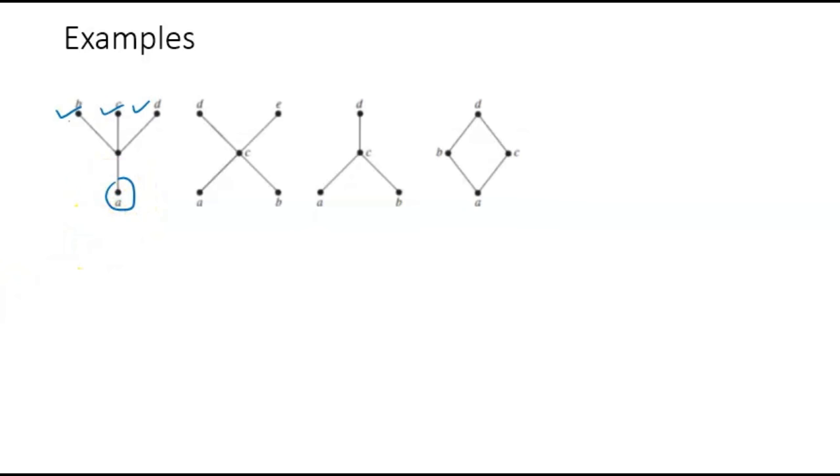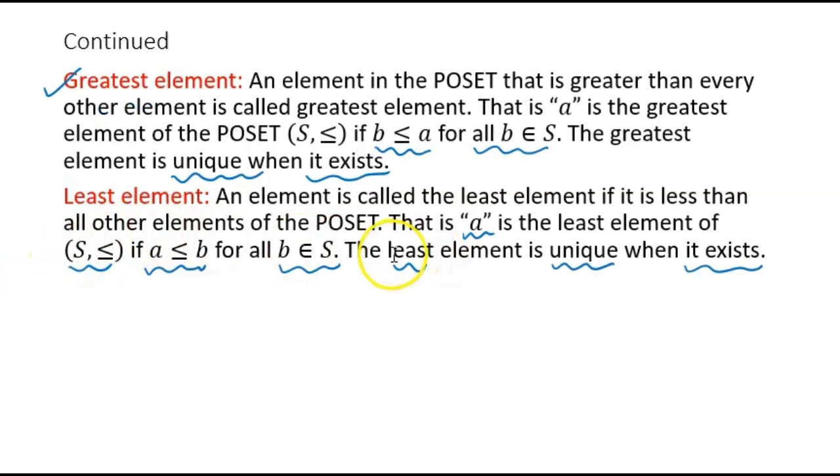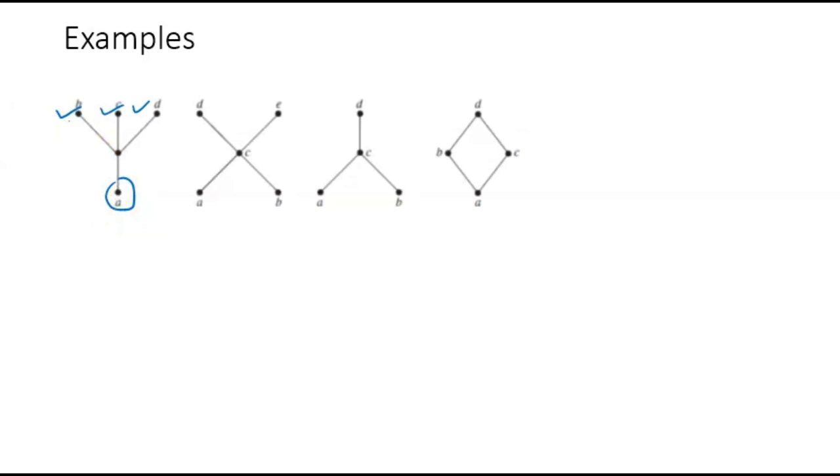So what is the definition of least element? You see here that the least element A should be less than or equal to B for all elements. So here this element A is less than every other element. It is less than this and this and all other elements, right?